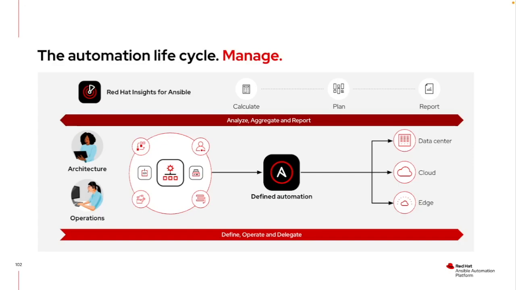Then I can run it really wherever that workload exists: inside the data center, cloud, or edge. And then I can connect to Red Hat Insights for Ansible to see what sort of savings I might have, what modules I'm using more than others, and generate some reports so I can see in a business sense how automation is helping me today.